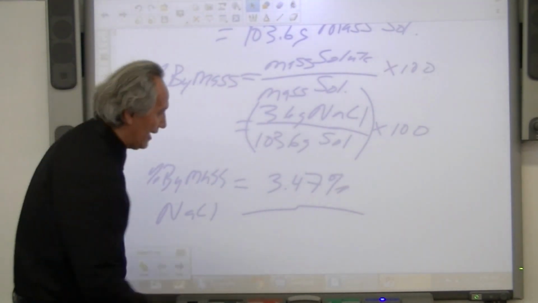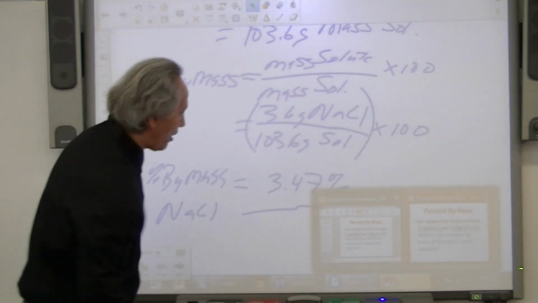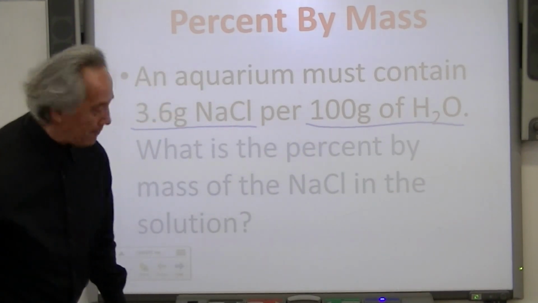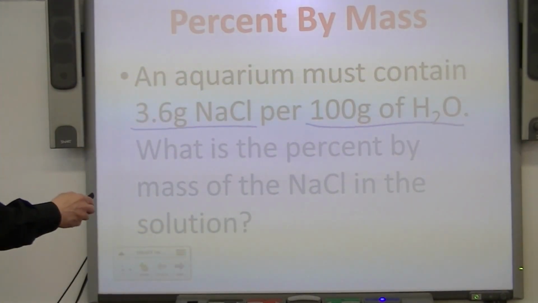Great. Let's go ahead and move ahead. Let's do the next problem, percent by mass. We've got one other problem here that we want to work on.